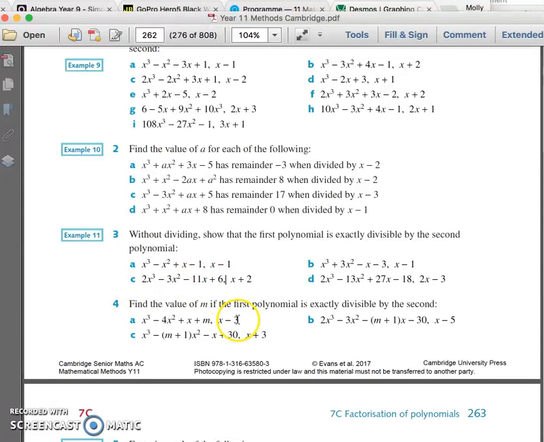So for 4, all you have to do is substitute in x, which for this one would be a positive 3, for this one a negative 3, and then make the equation equal 0 to figure out what m is.